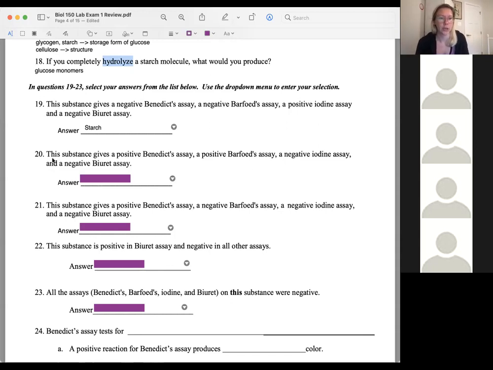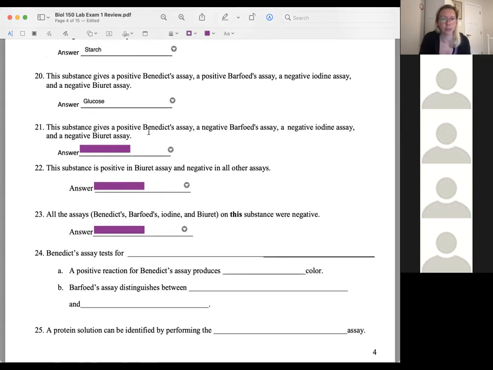So for number 20, if we have positive Benedict's, positive Barfoed's, negative iodine, and negative biuret. Glucose. Yes, this one would in fact be glucose, because it is a reducing sugar and it is a monosaccharide. So it's going to give both of these positive results and then negative for the other tests.